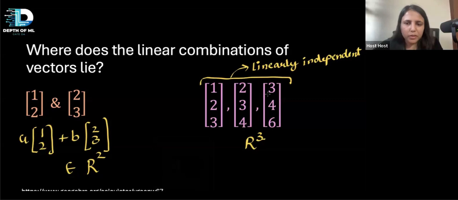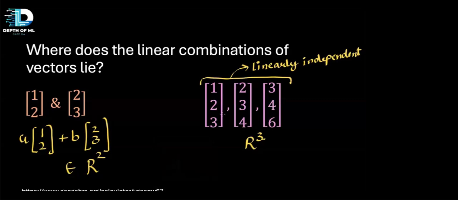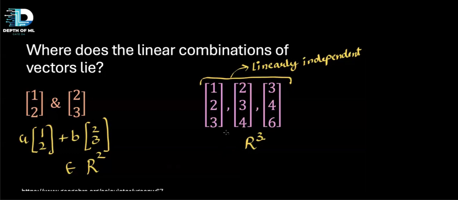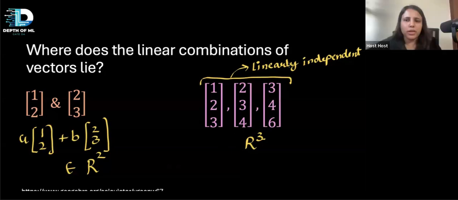The sum of the first and the last vector gives twice the middle vector. Oh, is it? 4, 6. Oh no, sorry. The last. Sorry, my bad. No. So they are linearly independent.